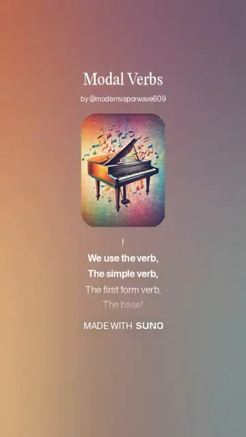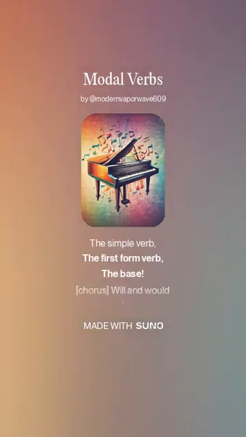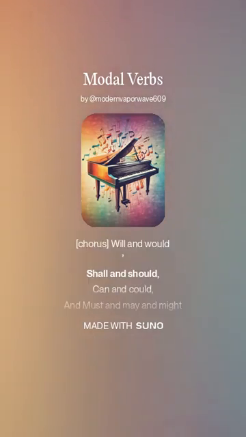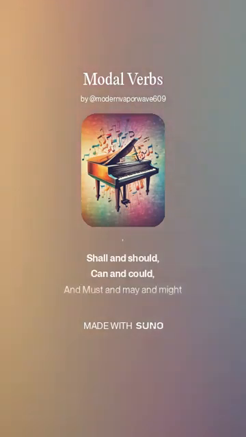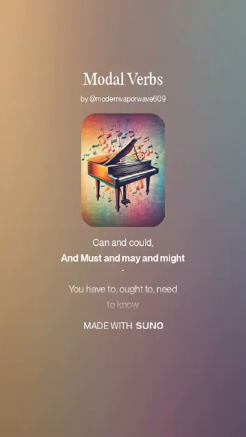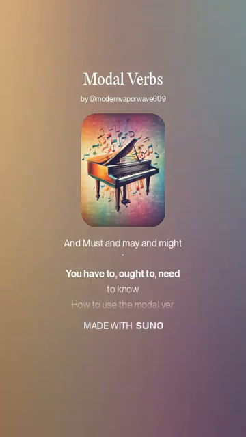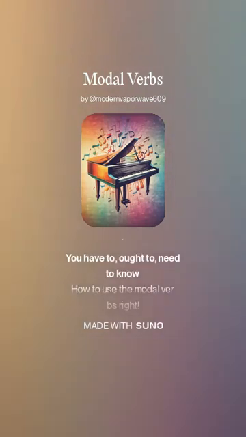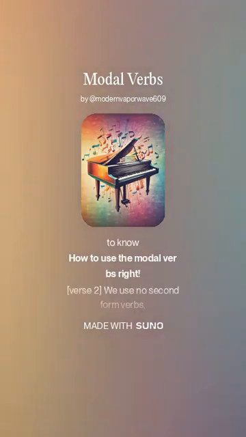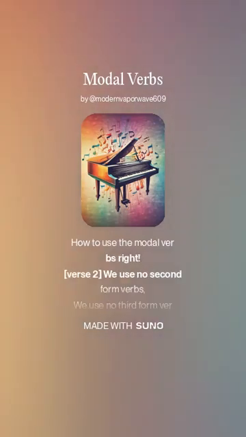We use the verb, the simple verb, the first form verb, the base: will and would, shall and should, can and could, and must and may and might. You have to, ought to, need to know how to use the modal verbs right.